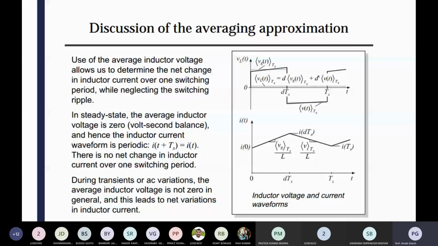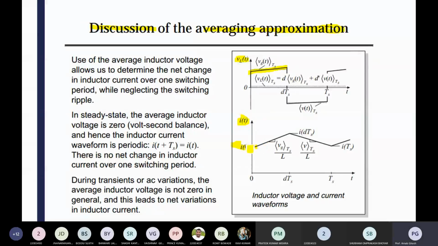Now, what can we observe over here? What are the basic discussions for averaging approximations? Here you can see the inductor voltage waveform, with the inductor voltage gradually increasing. I told you, inductor current is one of the state variables, I0, but that is not the transient response, it is the steady state response. As steady state, it definitely has some fixed value of current, that is your I0.